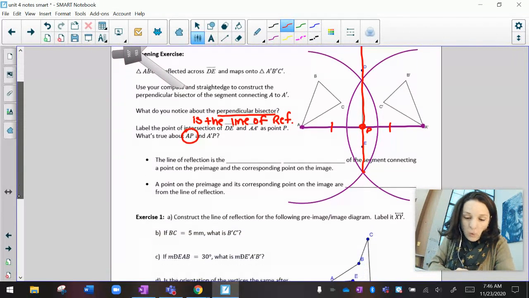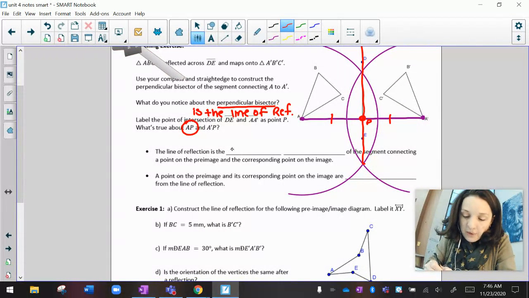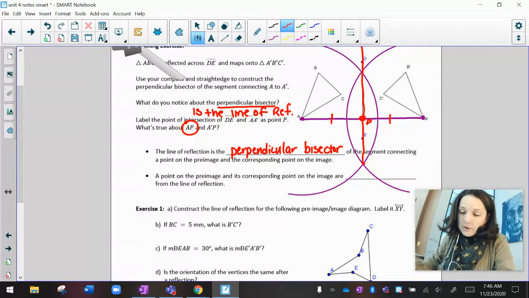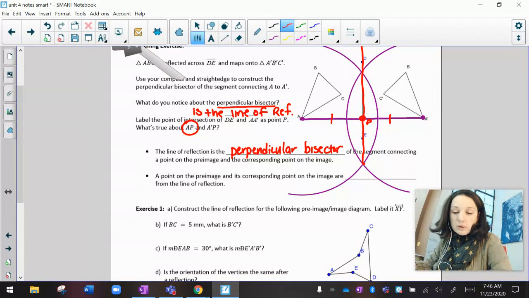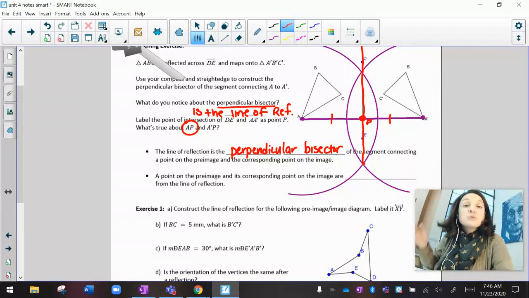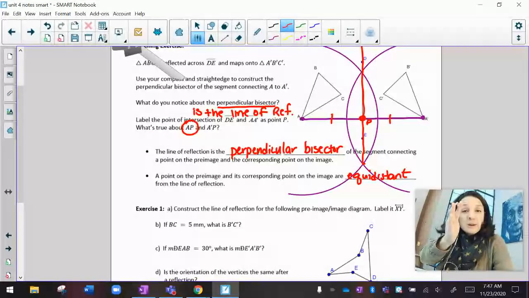Okay, so what do we need to get out of this? The line of reflection is the perpendicular bisector of the segment connecting a point on the pre-image and the corresponding point on the image, okay? So line of reflection equals perpendicular bisector between two corresponding points. And a point on the pre-image and its corresponding point on the image are equidistant from the line of reflection, because however far away you are from the line in the first place, that's how far away you should end up being.